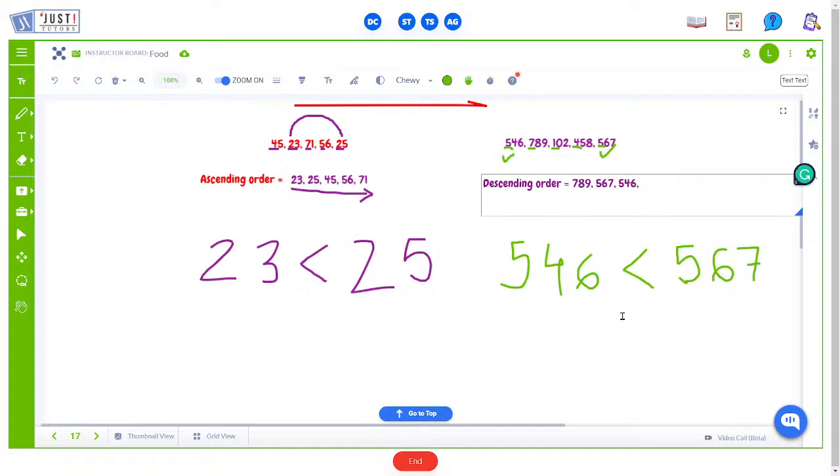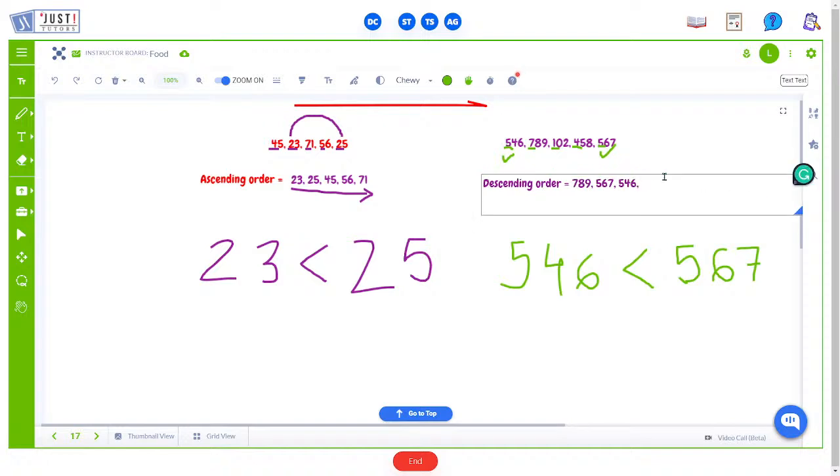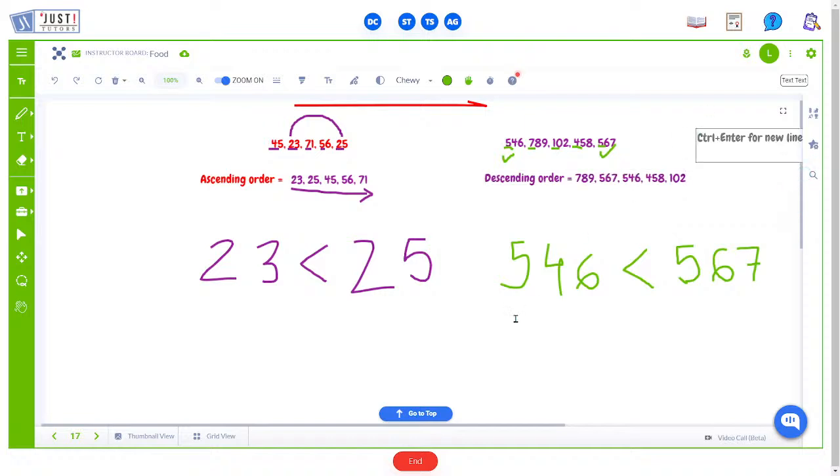Now two more numbers left, 458 and 102. Now what do you think? Which number is bigger, 458 or 102? 458 has 4 hundreds while 102 has just 1 hundred. So definitely 458 is more. So we would write 458 and at last we would write 102. So this is how we arrange numbers in descending order. So we have learned about the basic concept of ascending and descending order.